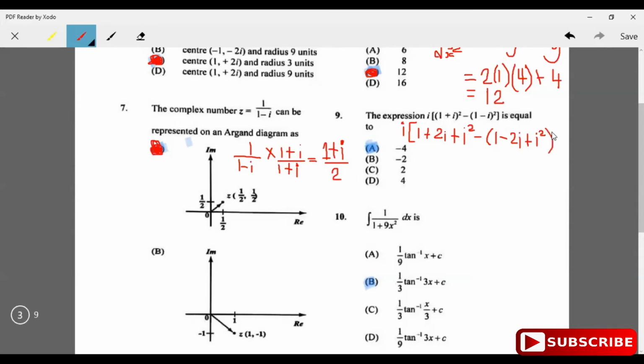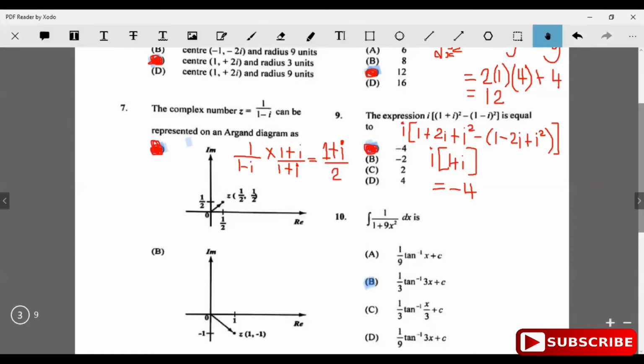Now when we simplify inside that bracket, the i squares cancel out and the 1s cancel. Plus 2i and plus 2i is 4i. Nice. So it works out to be i times 4i, which is 4i squared. But i squared is negative 1, so it's minus 4. That's option A. Nice.